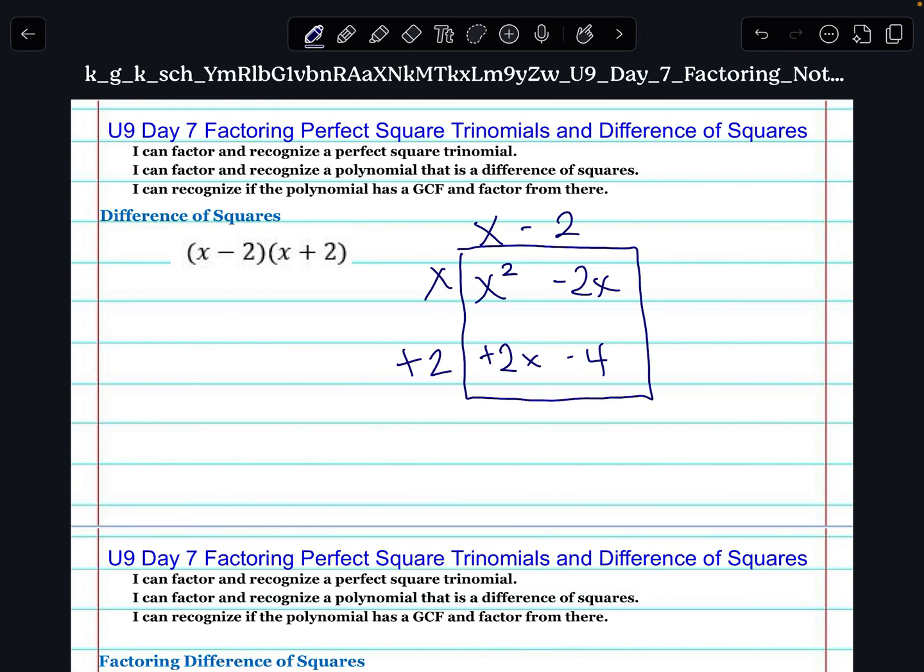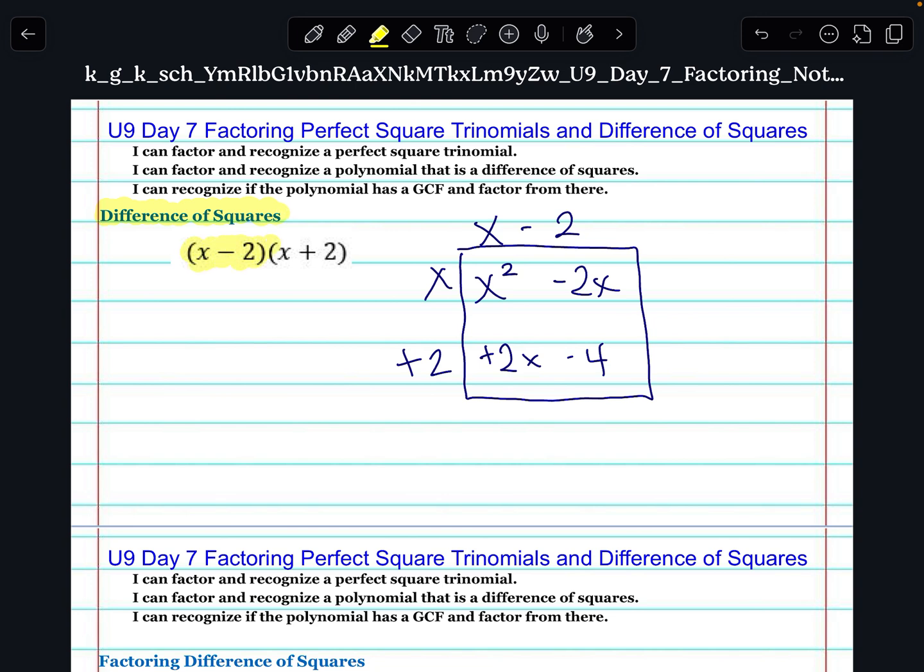Hello. Today we're factoring perfect square trinomials and difference of squares. And so that's what our I can statement is, or our essential learning goal. So what I want to remind you of is we did difference of squares about a month ago, and it was the opposite of what we're doing now.